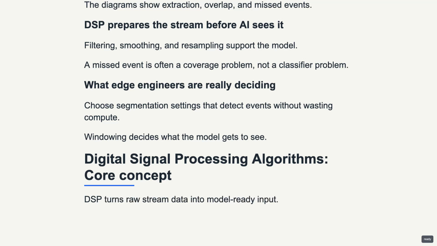Raw edge data rarely arrives in the right form for inference. Sensors drift, jitter, oversample, undersample, and collect noise, so DSP sits between the sensor and the model and reshapes that stream while keeping power use under control.